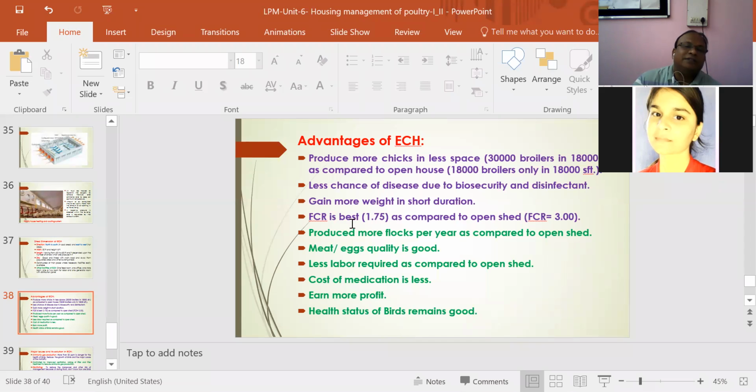FCR and feed calculation is the best compared to an open-sided shade. It produces more flocks per year as compared to an open shade. Meat and egg quality is good, with less labor requirement. Cost of medication is less because there is less chance of spread of disease from one shade to another and from outside to inside of the shade, and you earn more profit. If input requirement is less, then there is more profit, and the health status of birds remains good. These are the advantages.